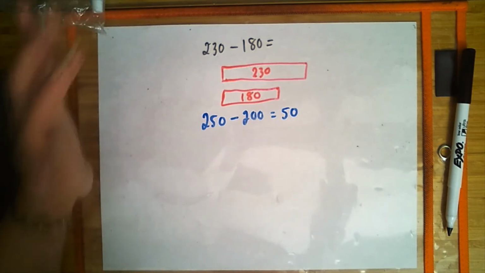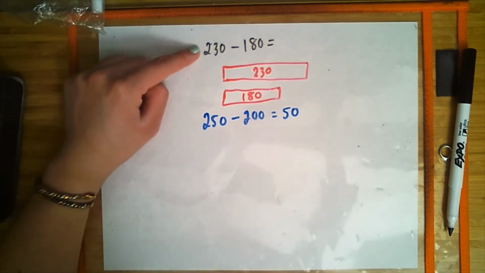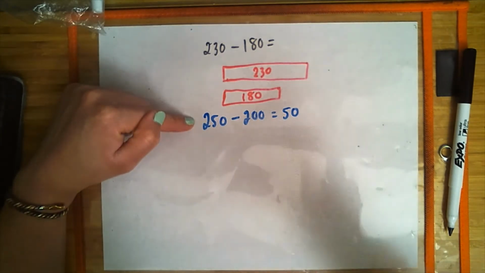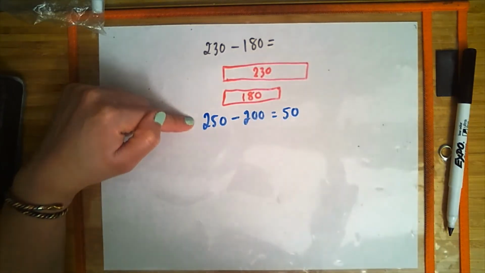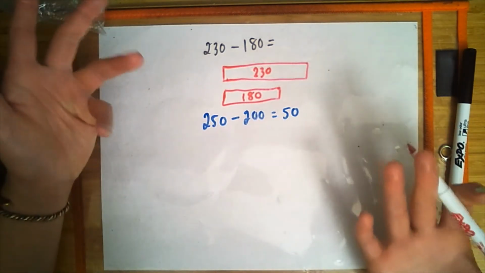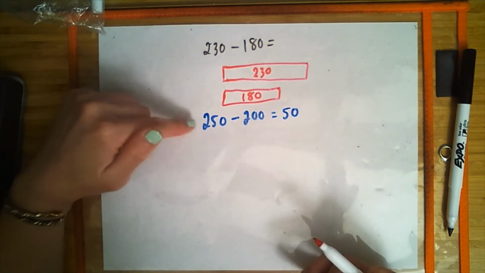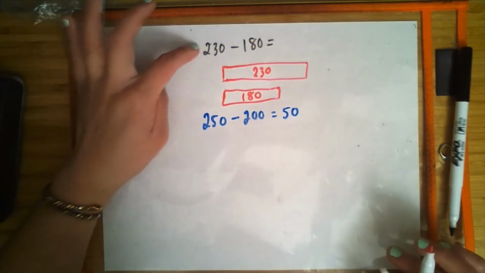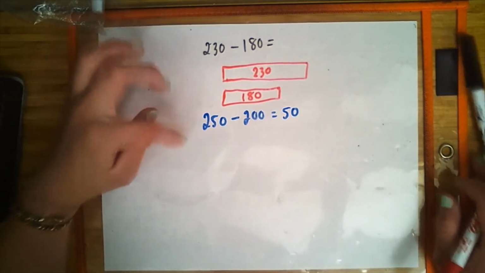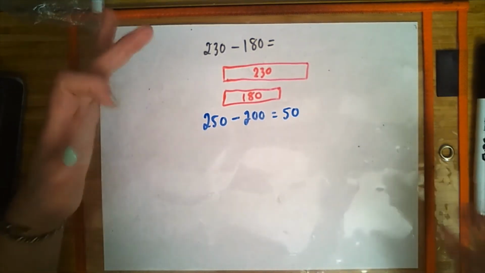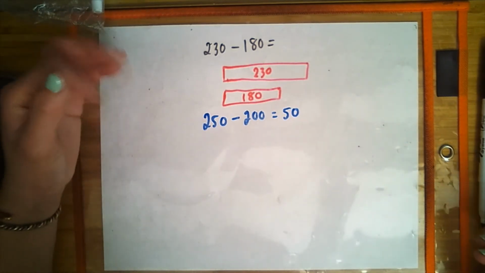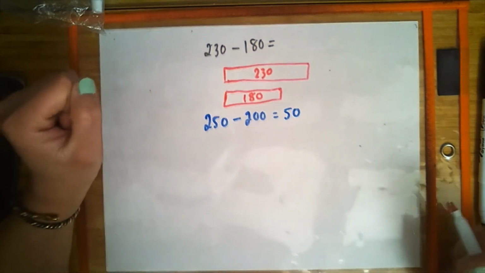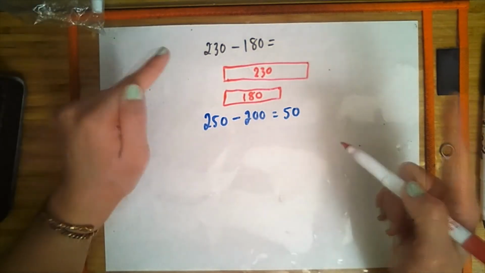Alright, my friends, welcome back. 230 minus 180 is the same as 250 minus 200. I know, that sounds crazy, right? So, the reason why they're the same is we basically just added 20 more to each number. The difference is the same, which is 50. Even though the number sentence is different, they are equal to each other. We call this compensation. We can add the same amount to both numbers to make an equivalent but easier problem.